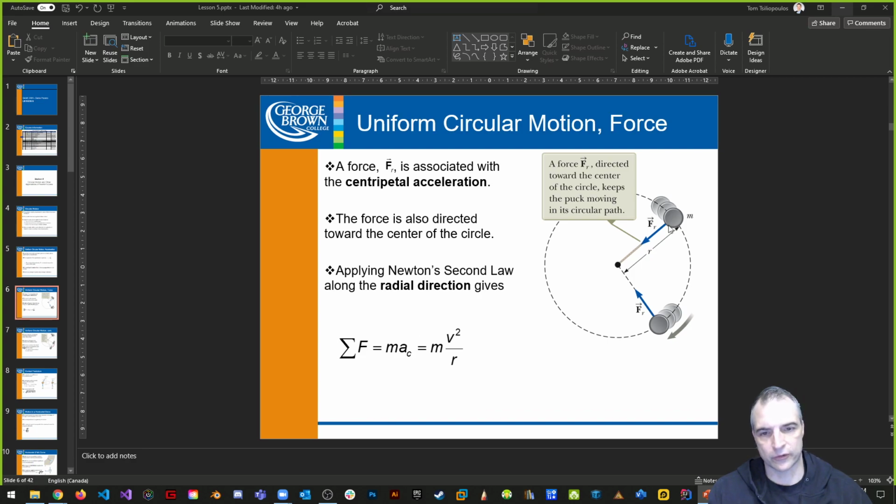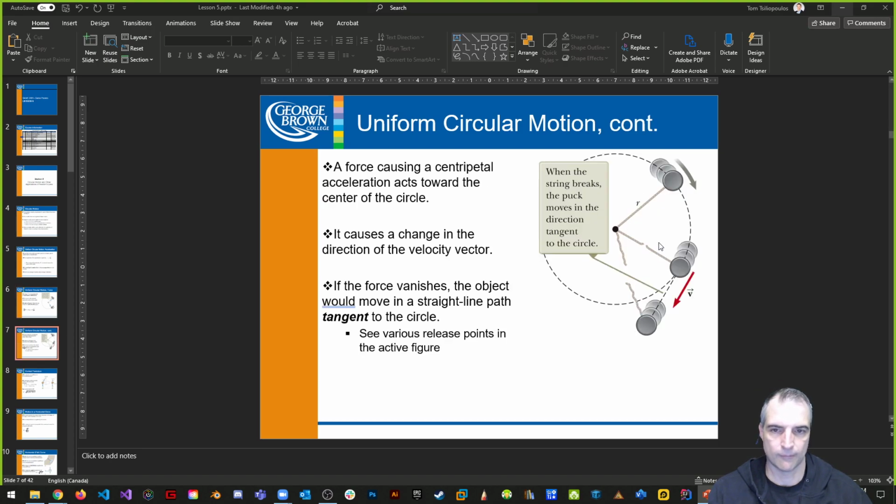So again, notice that there's a force that's directed towards the center, and that is what centripetal acceleration is, that force. Remember, force and acceleration go hand in hand. No force, no acceleration. No acceleration, no force. Okay, and I'm saying that for reasons.